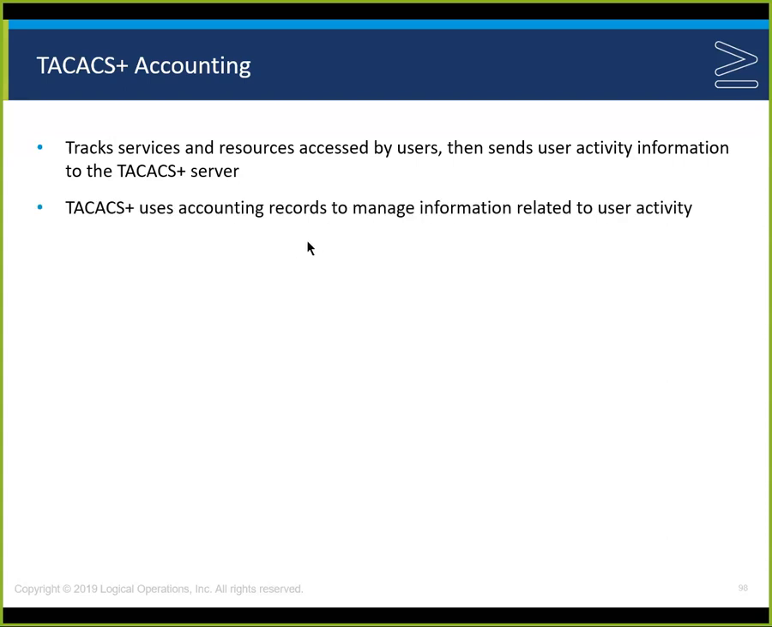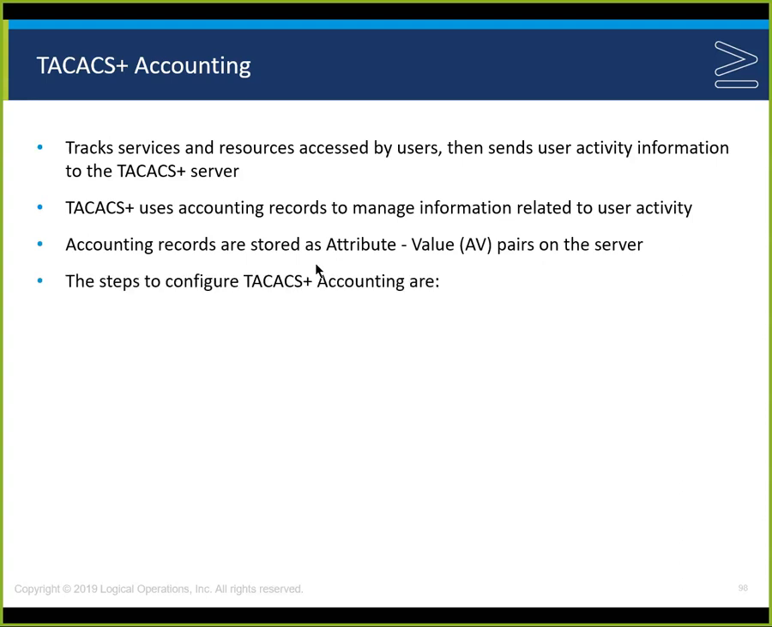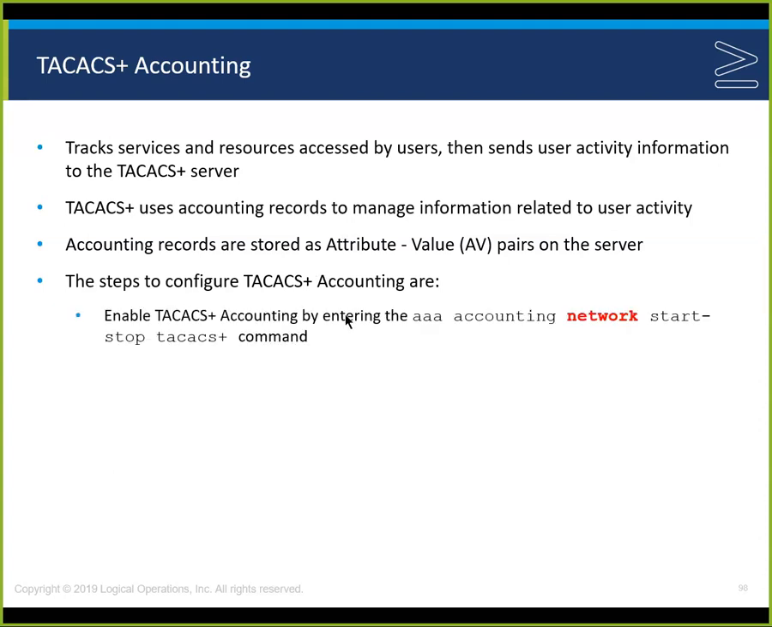Accounting records manage the information related to user activity. We store the attribute value pairs on the server, and we can only have accounting if we don't have a local user. We have an authentication server, either a TACACS or a RADIUS server, and that is the only place that we're going to have accounting. Enable TACACS accounting.